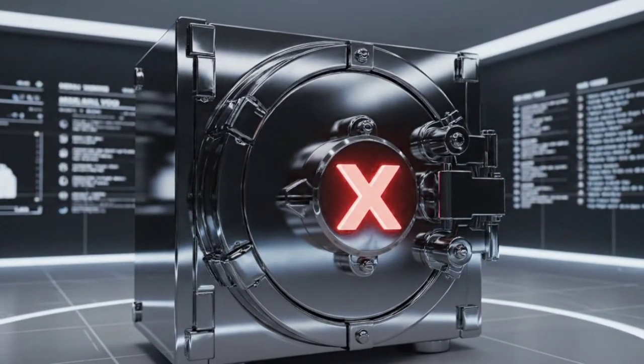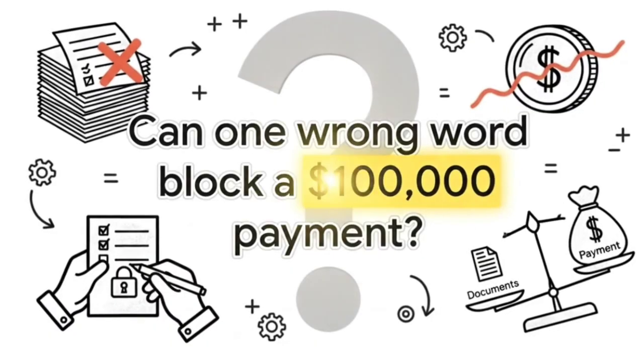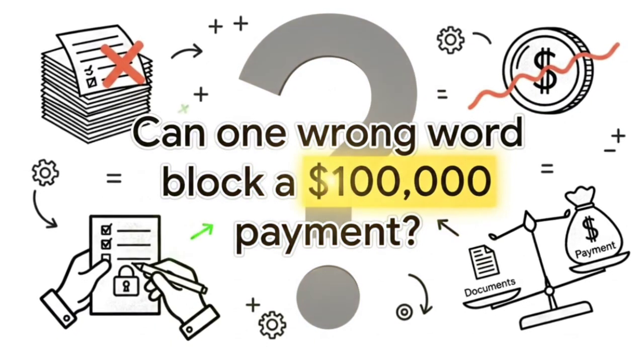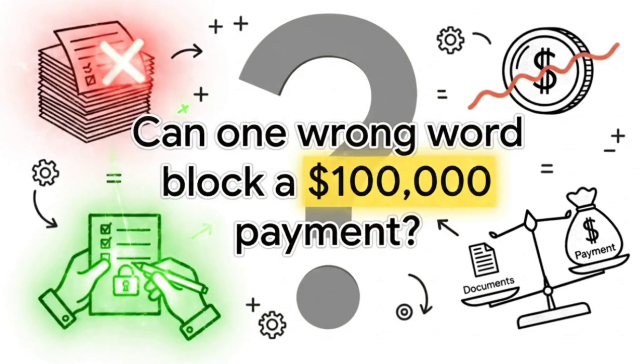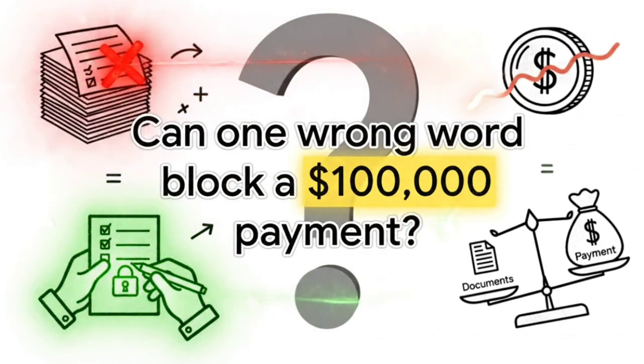So let's just start with this question. Could one wrong word on a piece of paper actually block a huge payment, say $100,000? And the answer to that is, believe it or not, a definite yes.